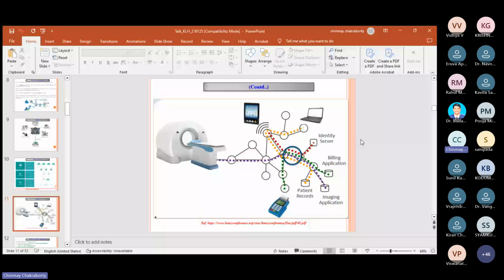Okay. So with respect to the different patient ID, this is known as the patient PID, patient identification number. This is the unique number. So based on the unique patient number, you can store each and every patient's history in the server. So that's why your identity server is there, billing application and transactions, and it maintains the patient records. And also the imaging applications are involved in this scenario.